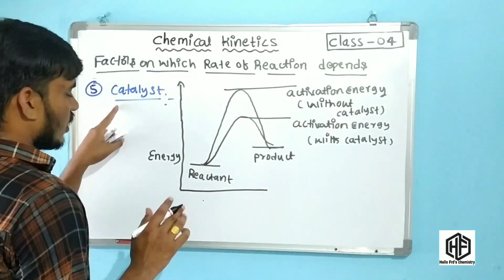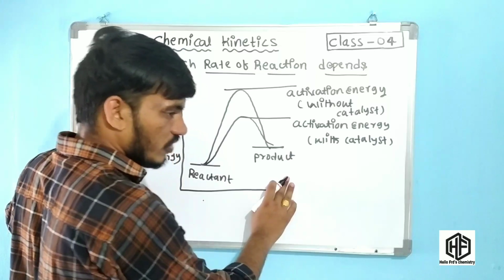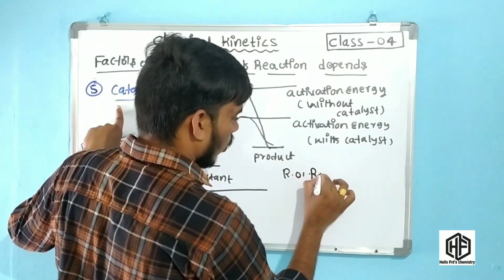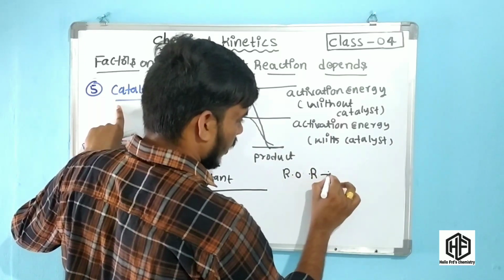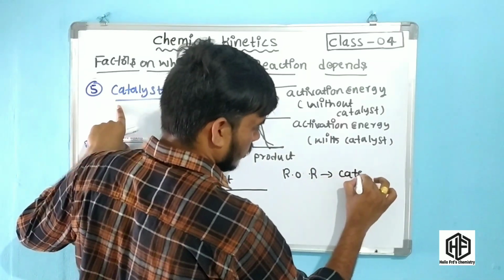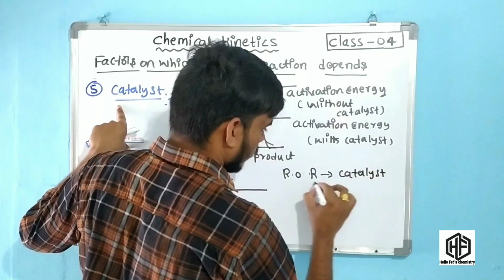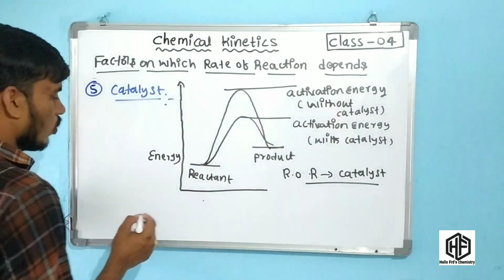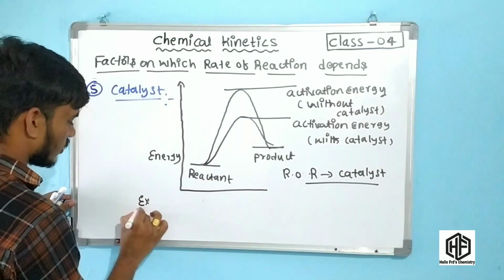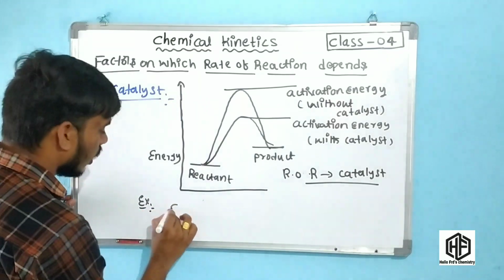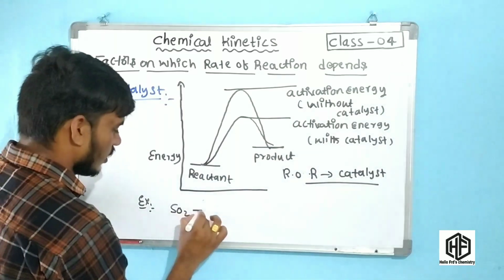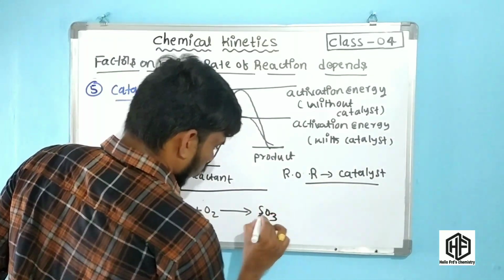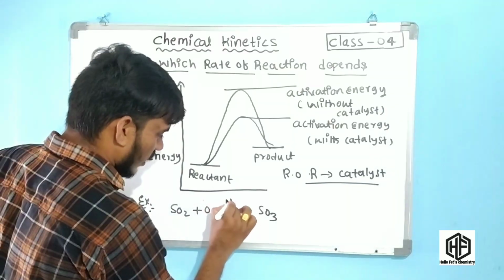Now, what happens friends? The rate of reaction depends upon the catalyst. This is very important, friends. Now one more important example, friends. The example is the contact process. Sulfur dioxide reacts with O2. What happened friends? SO3 is formed in the presence of a catalyst.